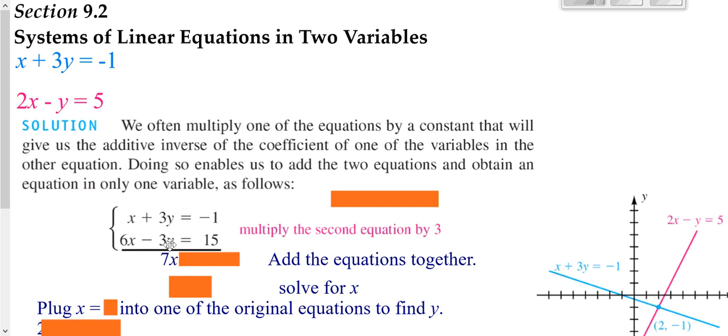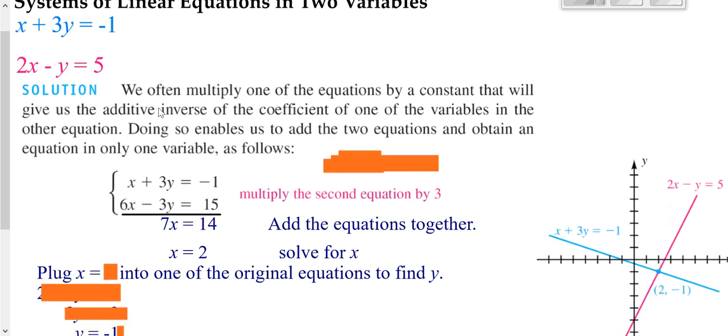When you add your y's, they drop out. Add the normal numbers. Now it's a fairly simple equation. We get x by itself, we get 2. Then we could plug x being 2 into either one of the original problems to be able to find y. It would not make a difference which one you choose. I'm choosing the second one. Oh, sorry, the first one.